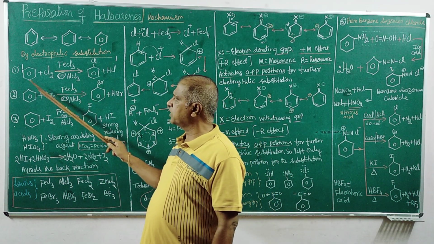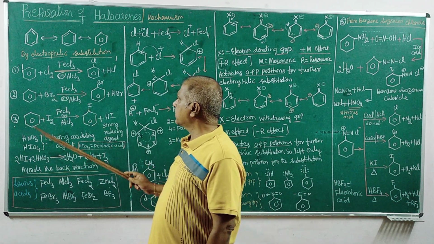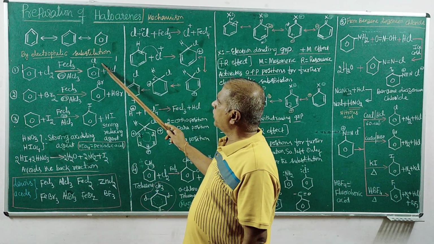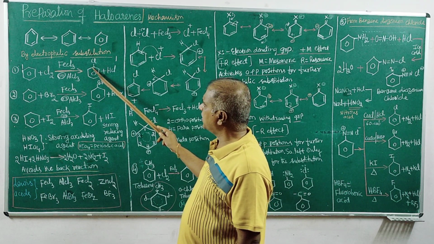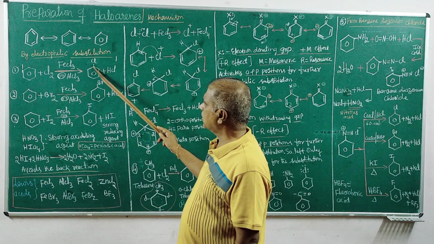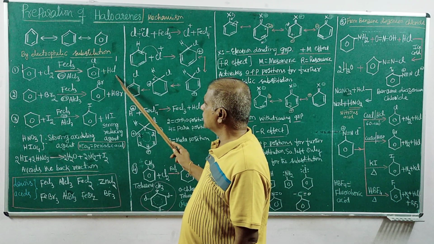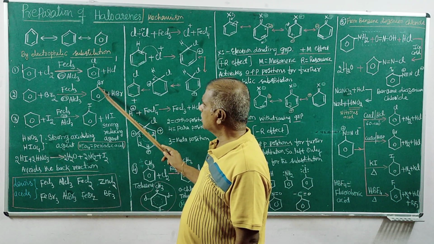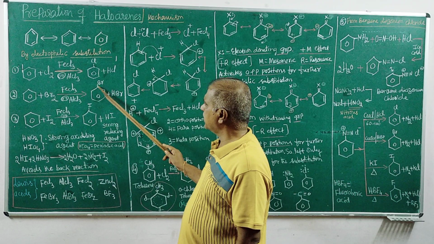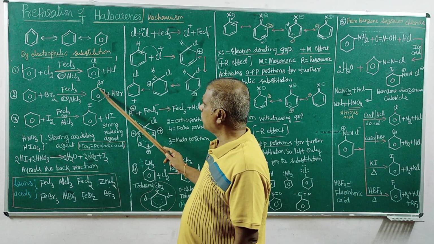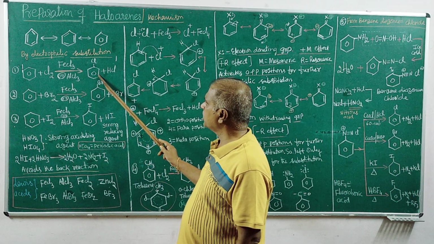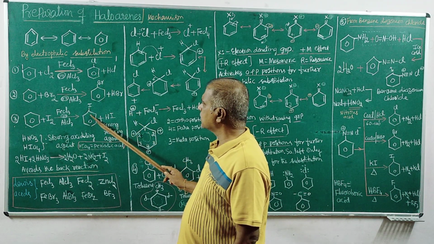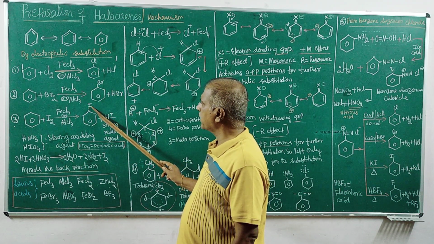Directly from benzene, we can make the halogen derivatives. Here the hydrogen is replaced by Cl, and that hydrogen is removed as HCl. Here the hydrogen is removed and replaced by Br. It is the bromo derivative, bromobenzene. This one is called chlorobenzene. This is called iodobenzene, where the hydrogen is replaced by iodine.